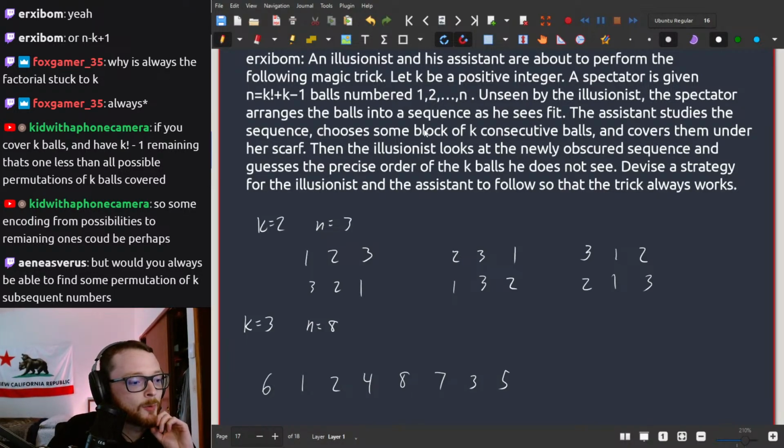Why would you always be able to find some permutation of k subsequent numbers? Or like subsequent, increasing or decreasing? No. Machka provided a counterexample up above in chat.